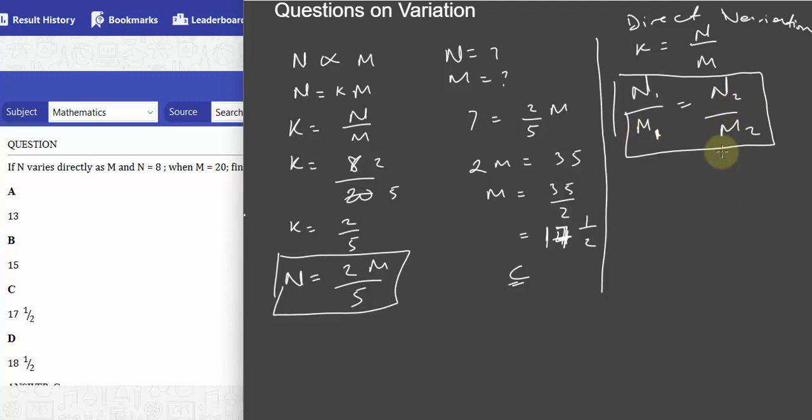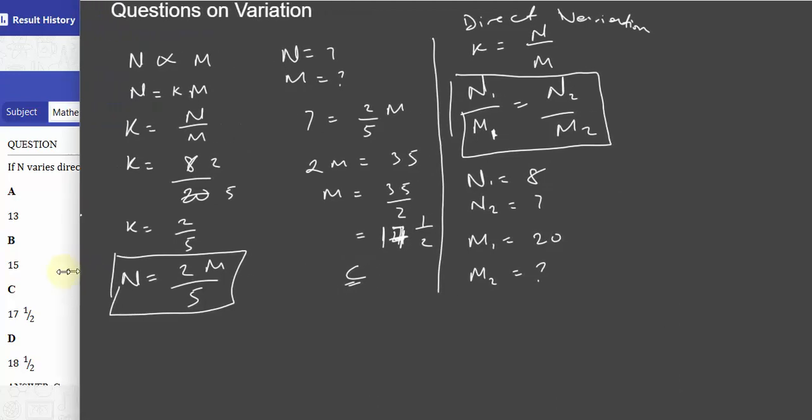So let's look at how to use this formula to solve the same question. Your n1 is the first n you know, which in this case is 8. Your n2 is the second n you are given, which is 7. m1 is the first m which we know, which is 20. m2 is what we were asked to look for, so we don't know m2. So how do you determine m2?